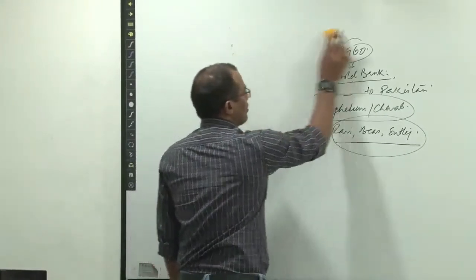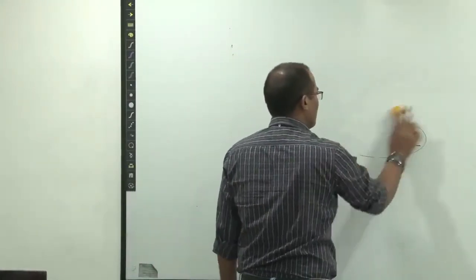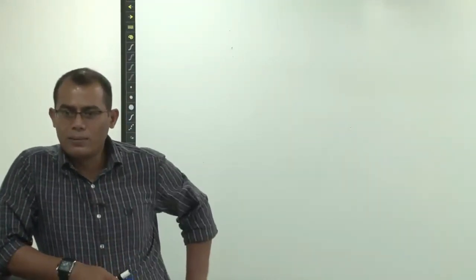Look at the dams. Baglihar Dam is on which river? Chenab. Tulbul: which river passes through Wular Lake? Yes.